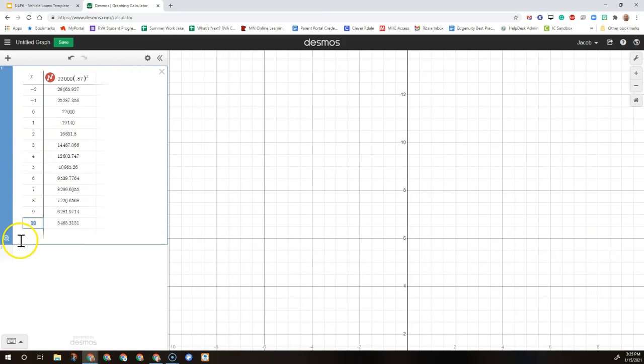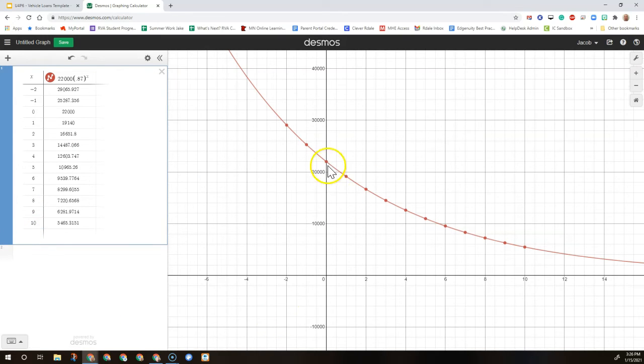Now, I'm going to click this little magnifying glass because what that does is it's going to show me the graph of this table. So let's look at that. If I click this, there we go. So let's look at 0 years. It's at $22,000. After 1 year, you can click on that. It's $19,140. After 2 years, it's $16,651. And you can keep going. 3 years. 4 years, 5 years, and I could keep going all the way to 10 years.